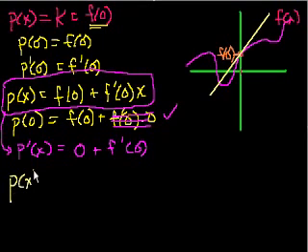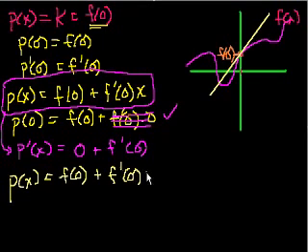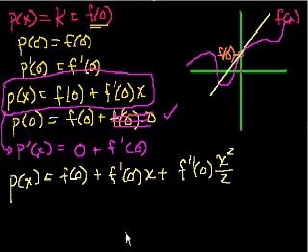P of x. The first terms are going to be the same. We're going to have f of 0. Remember, this is just a constant term. Plus f prime of 0, the first derivative at 0, the slope at 0, times x, plus f prime prime, the second derivative of the function at 0, times x squared over 2.